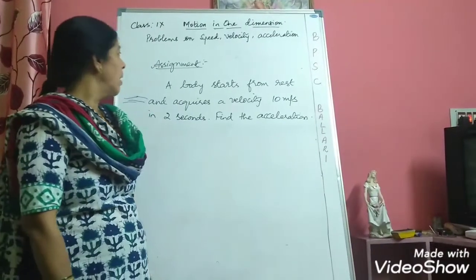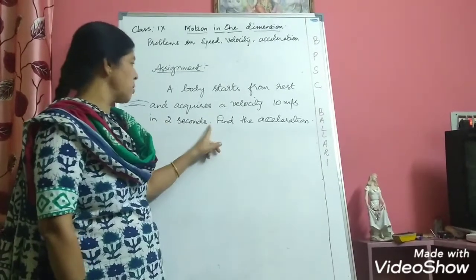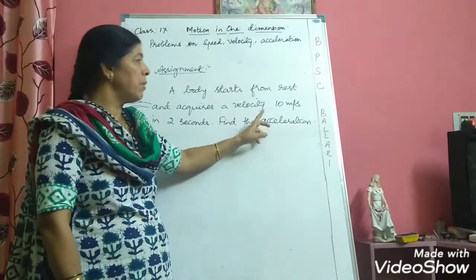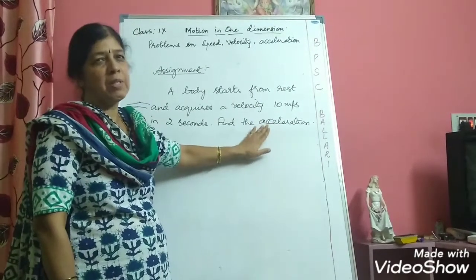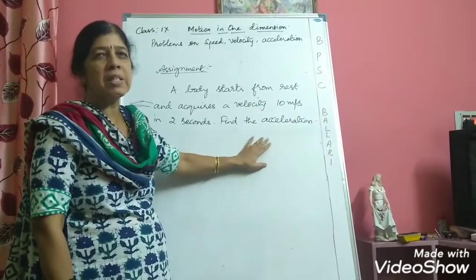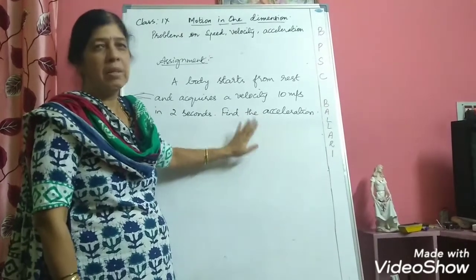Try this problem. A body starts from rest and acquires a velocity 10 meter per second in 2 seconds. We have to calculate the acceleration. So here you remember to take the initial velocity of the body as 0, because when the body is at rest, what will be its initial velocity? Its initial velocity will be equal to 0.